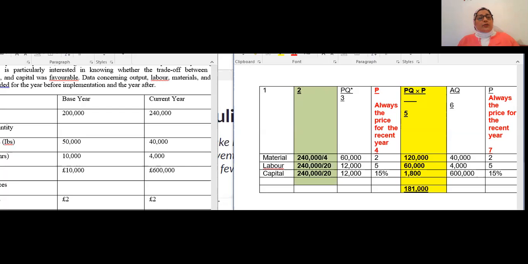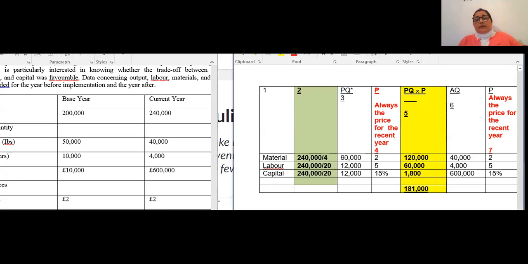Okay, prices for recent year: 2 for material, 5 for labor, 15% for capital. You multiply them, very simple calculation. You get 60,000 times 2, 120, 12,000 times 5, 60, 12,000 times 15% will give you 1,800.